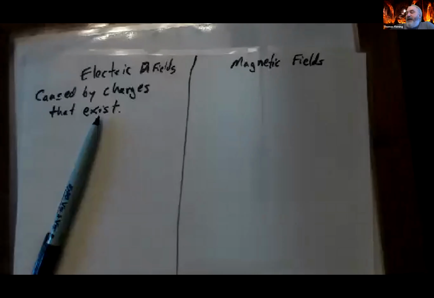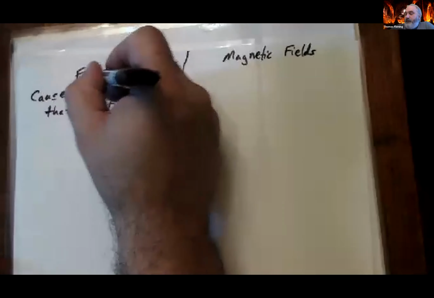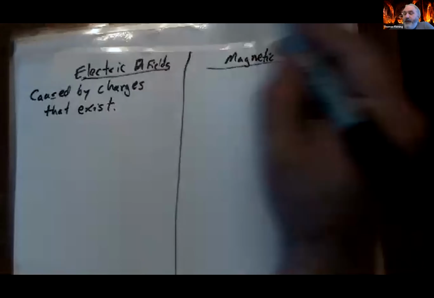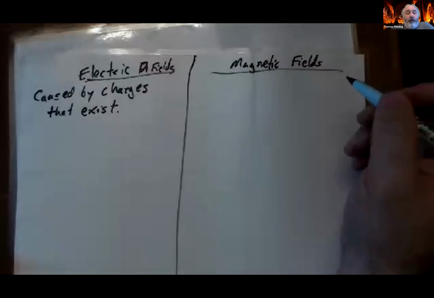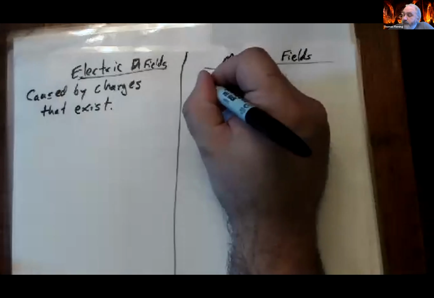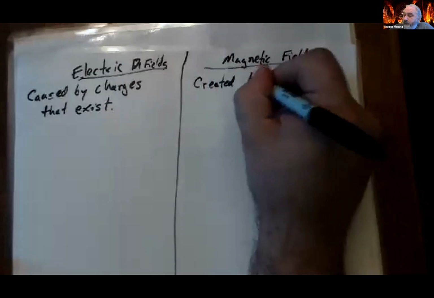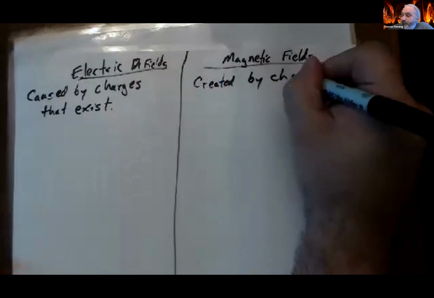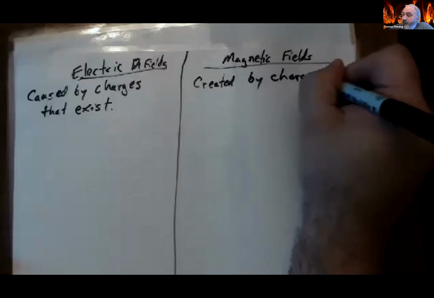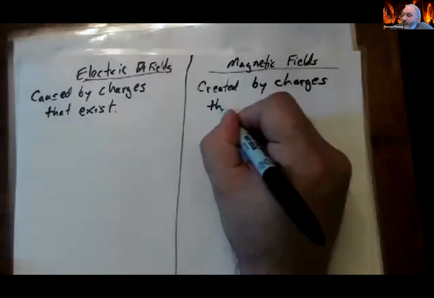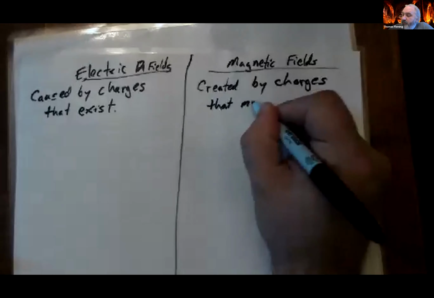Now, by comparison, magnetic fields are also created by charges. However, they're created by charges that move.